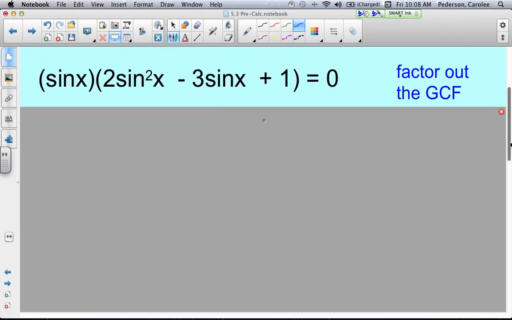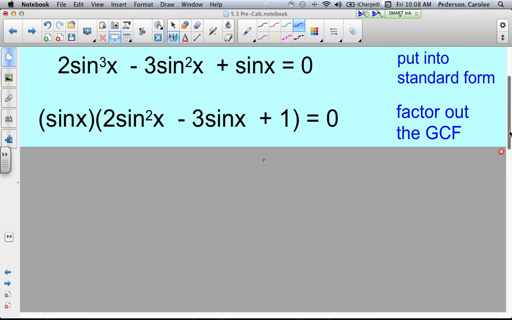So what we're left with is the sine of x pulled out. Now we have in the parentheses 2 sine squared of x minus 3 sine of x plus 1 equals 0. Now we have to go inside the parentheses and factor it. Either you can use u substitution, which I will, or you don't have to. Some of you chose not to in some of the problems, and that's fine. Just keep it with the trig in it and then do your factoring. It's your choice how comfortable you are.